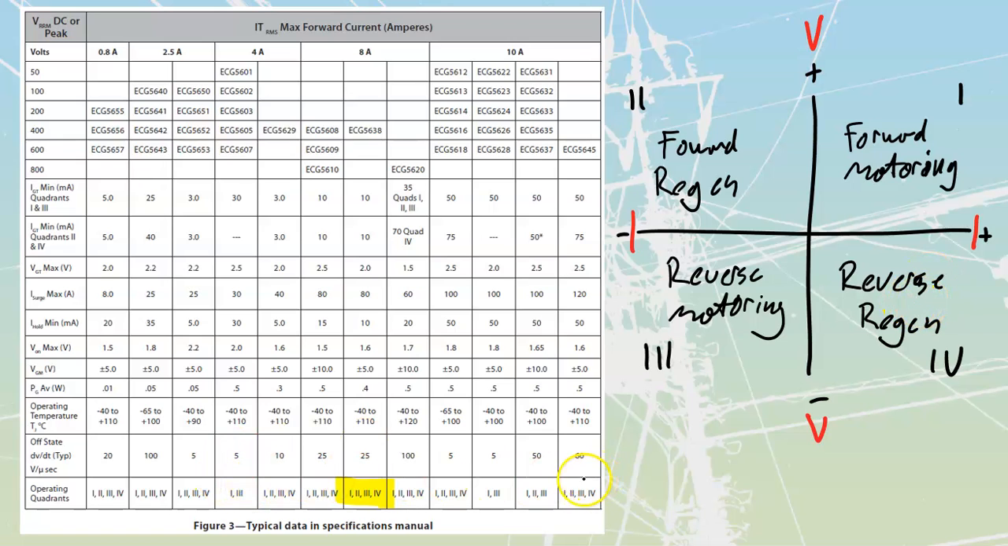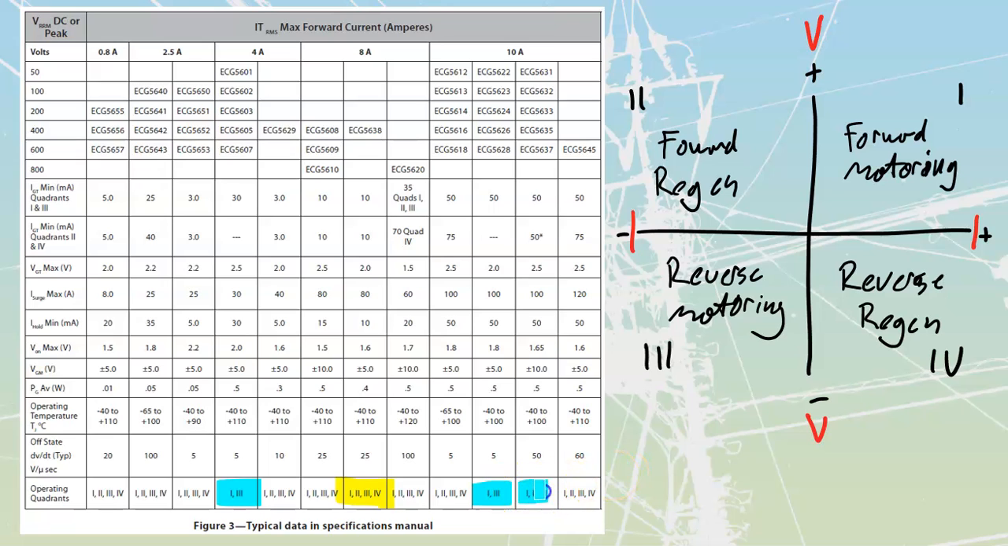Across the bottom over here, we see that almost all of them are going to be able to operate across all 4 quadrants. Most of them are going to be able to do 1 and 3. They can drive stuff forward, they can drive stuff in reverse, they just can't handle doing regeneration. I see that these ones here can do both of that.